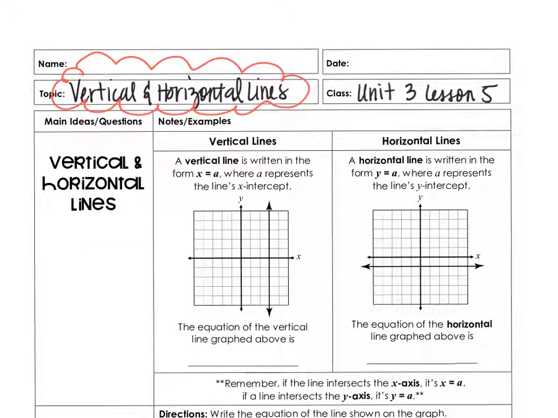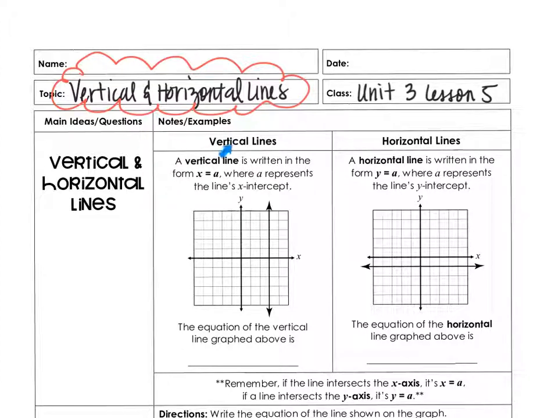Welcome to Unit 3, Lesson 5, Vertical and Horizontal Lines. All right, guys, we've been hinting and working with vertical and horizontal lines so far. So let's actually dive deep and have one whole lesson about them.